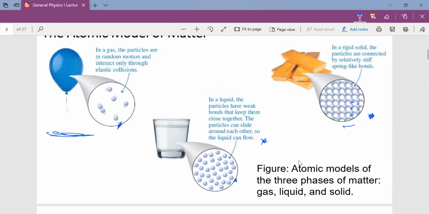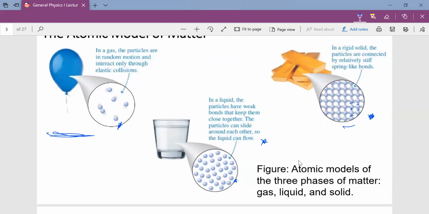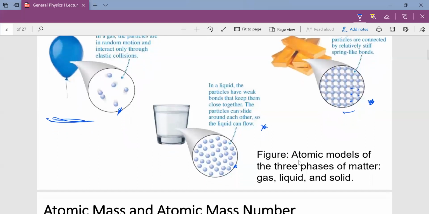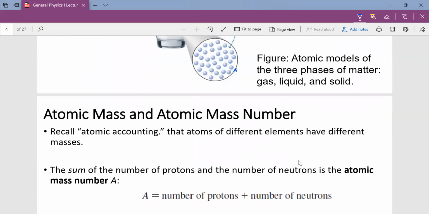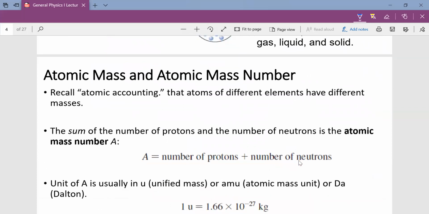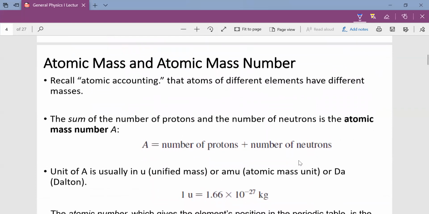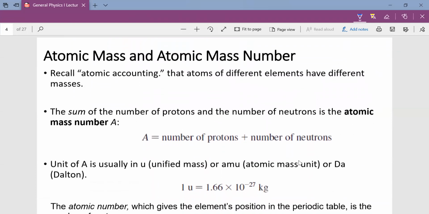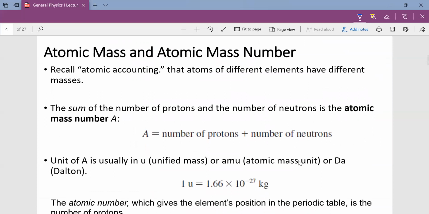So the idea of how the atomic models of these matter phases are arranged is what we'll be using to tackle the issue of thermal changes and the properties that make up those matter, and how the temperature would depend on the properties that make up that matter. So we advance by looking at the atomic mass and the atomic mass number. Okay, atomic mass and atomic mass number, they are not new to us.